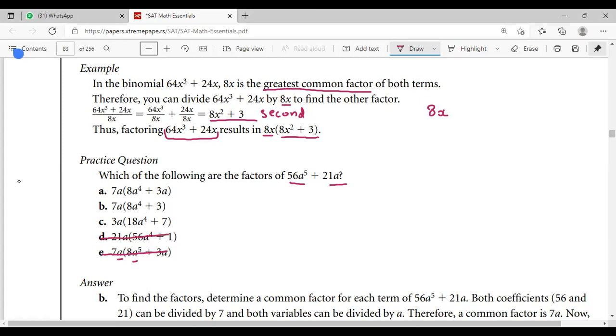Similarly, if we look at the third one, 3 into 18 is not 56, okay? So this cannot be the choice. What is 7 into 8? 7 into 8 is 56, but we have this a here. So this cannot be the option, right? So this would be the answer.